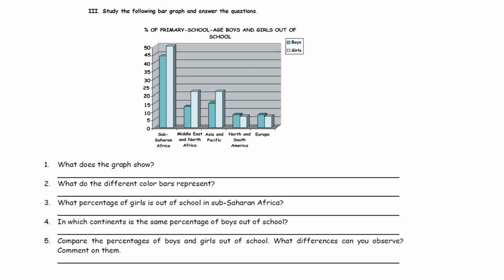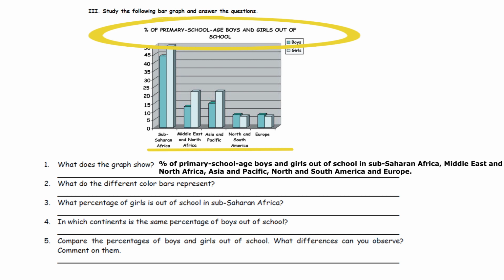For this activity, you are going to study the following bar graph and answer the questions. Please pause now. When you finish, you can continue. Time to check the answers. The first one. What does the graph show? The graph shows the percentage of primary school age boys and girls out of school in Sub-Saharan Africa, Middle East and North Africa, Asia and Pacific, North and South America, and Europe.